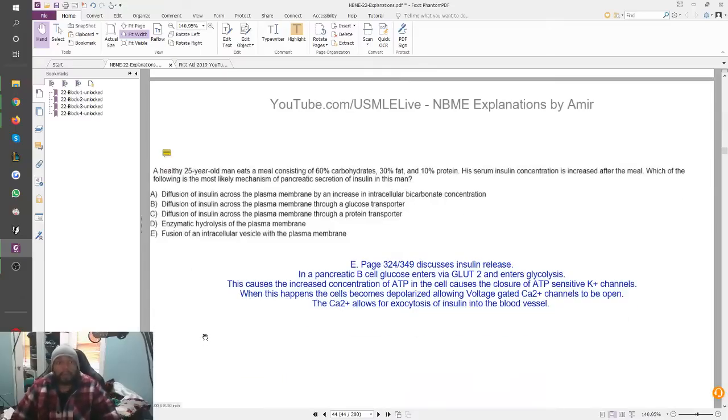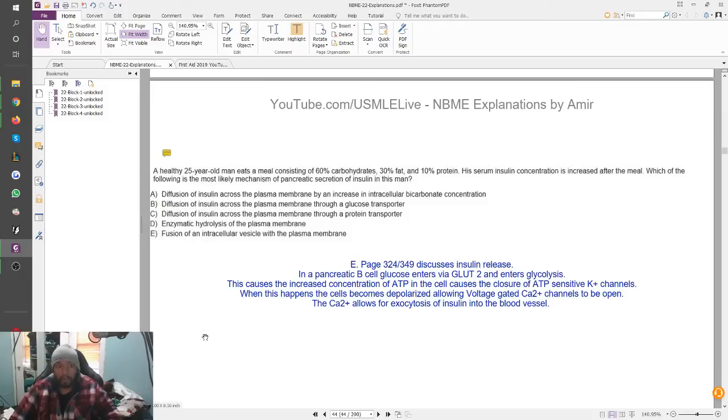44. A healthy 25-year-old man eats a meal consisting of 60% carbs, 30% fat, and 10% protein. His serum insulin concentration is increased after the meal. Which of the following is the most likely mechanism of pancreatic secretion of insulin in this man? So this man is not a special man, so this is just a question about any other man. What is the most likely mechanism of pancreatic secretion of insulin in any man?